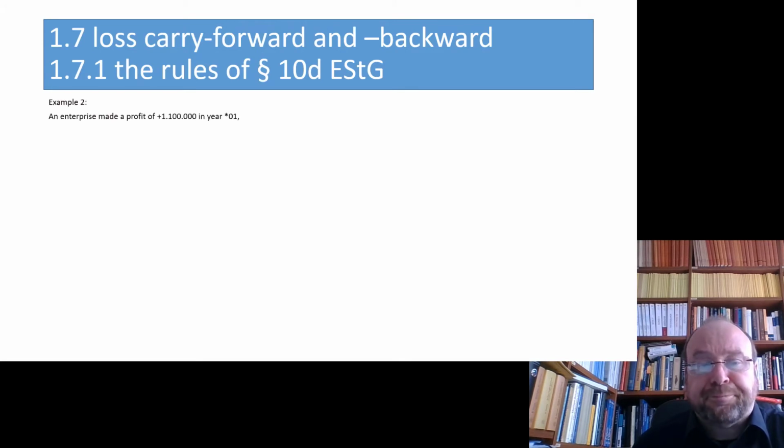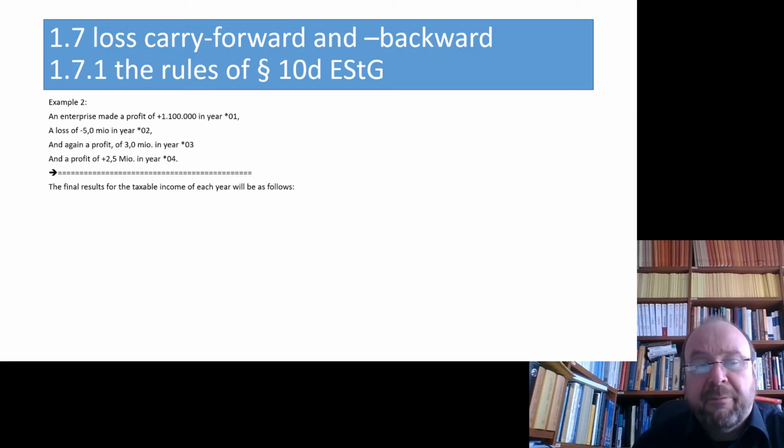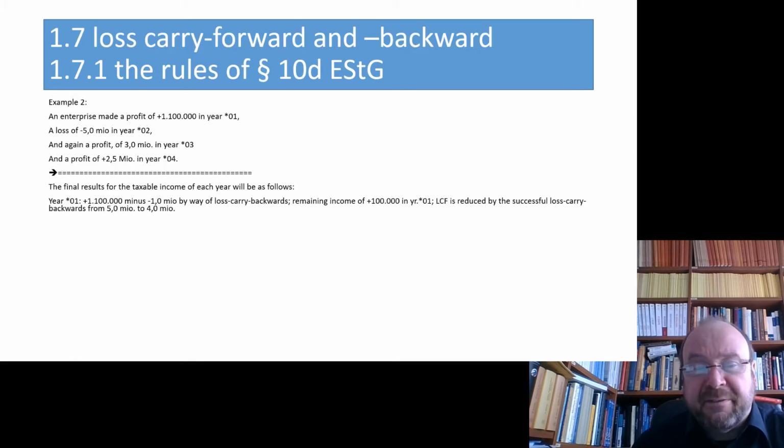Example 2. The enterprise now makes a profit of 1.1 million in year one, a loss of 5 million in year two, again a profit of 3 million in year three, and a profit of 2.5 million in year four. What happens? Well, the final results will be as follows.